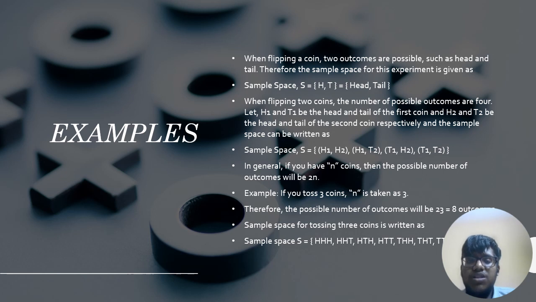Example: if you toss 3 coins, n is taken as 3. Therefore, the possible number of outcomes will be 2 to the power of 3, which is 8 outcomes. The sample space for tossing 3 coins is written as S = {HHH, HHT, HTH, THH, HTT, THT, TTH, TTT}.